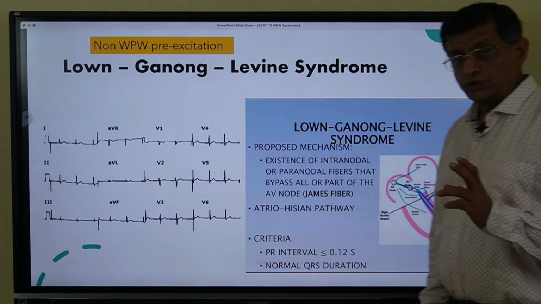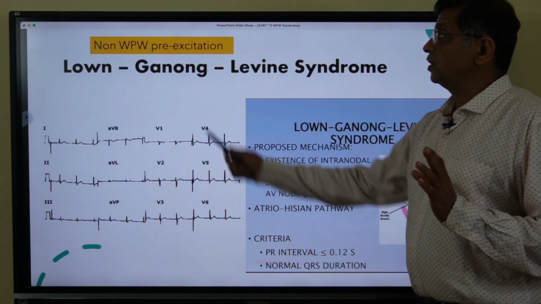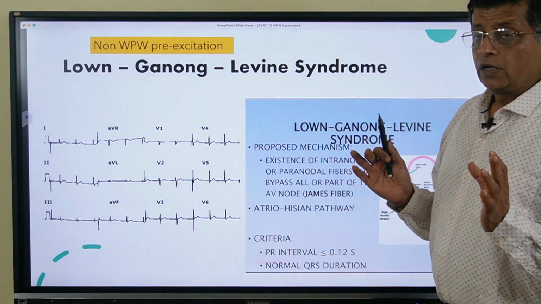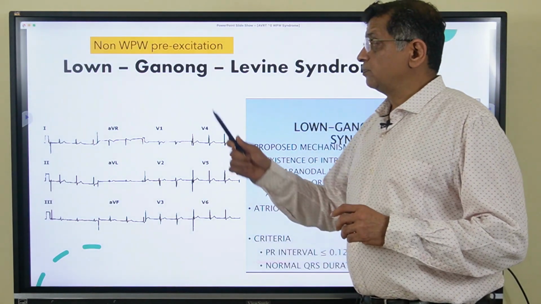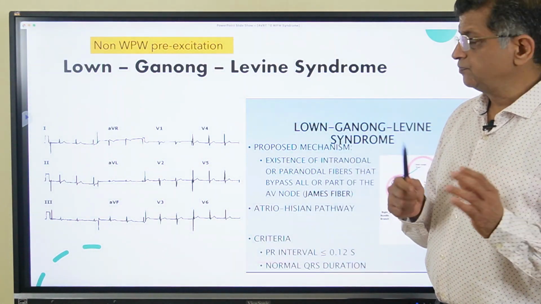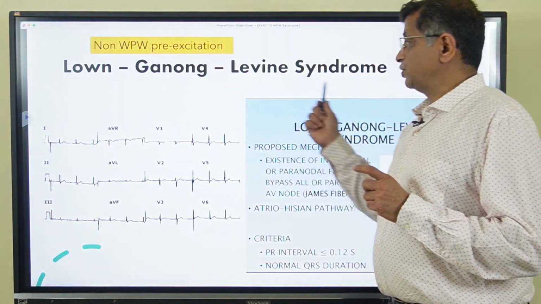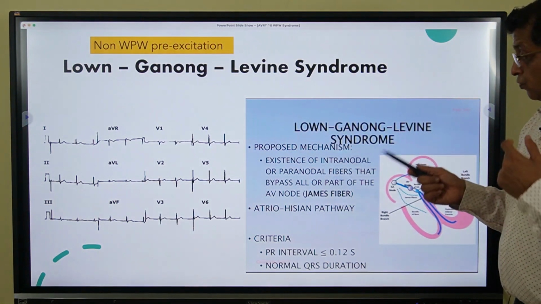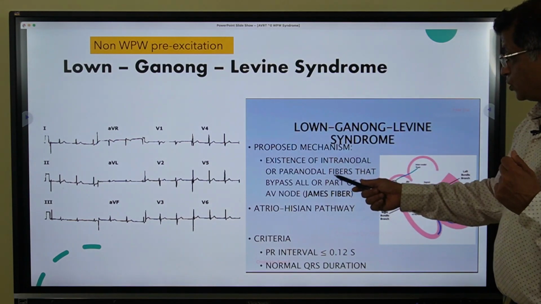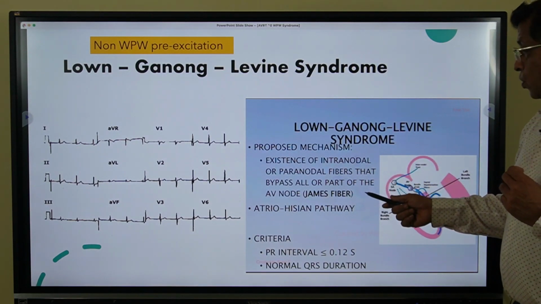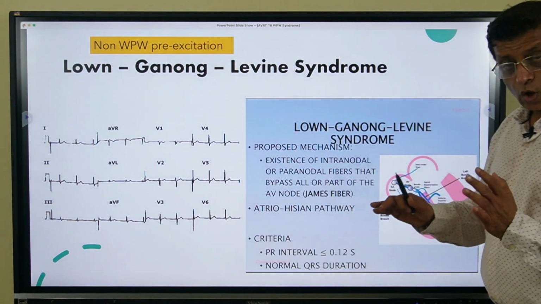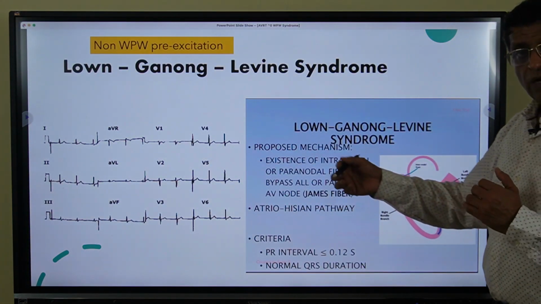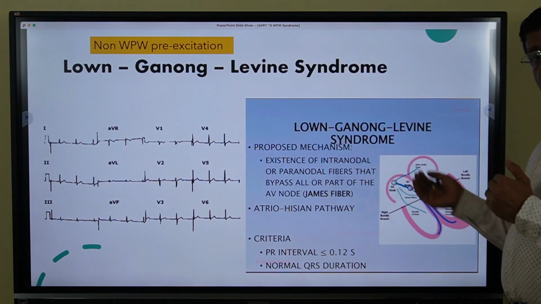There are 2 conditions which also have a pre-excitation, but they are not WPW syndrome. We'll just cover them in 2 slides. First is Lown-Ganong-Levine syndrome. Here there is a pathway of fibers near or inside the AV node which bypass part or whole of the AV node, or sometimes there is an atrio-Hisian pathway, that is the pathway conducting the atria to the bundle of His.